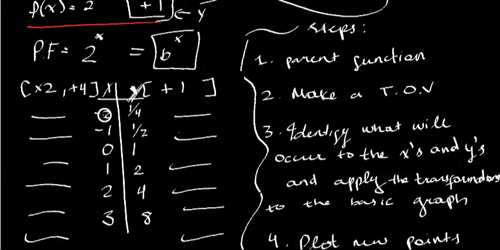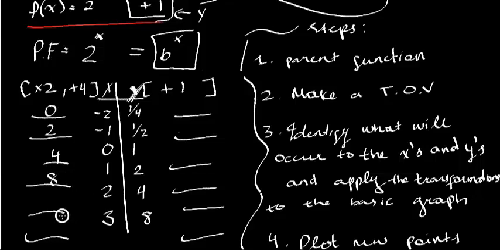So what's negative 2 times 2? Well, it's negative 4. Negative 4 plus 4 is 0. Negative 1 times 2, that's negative 2. Negative 2 plus 4, 2. 0 times 2 is 0. 0 plus 4, 4. 2 times 2 is 4. 4 plus 4 is 8.